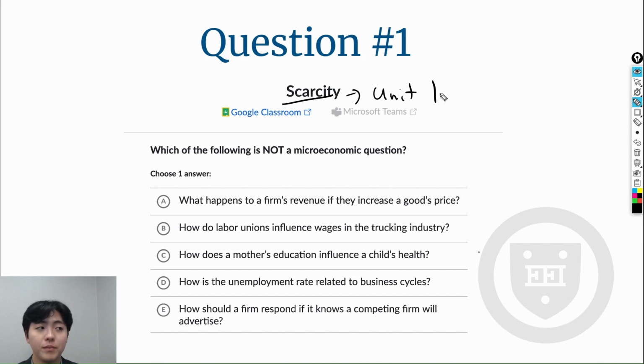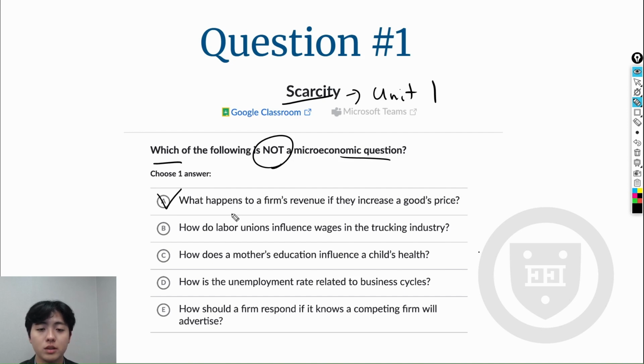So please remember that microeconomics is basically focusing on individual markets, firms, consumers, etc., while macroeconomics looks at the big picture. And that's what question number 1 asks us. Which of the following is not a microeconomic question? Let's look at the options.